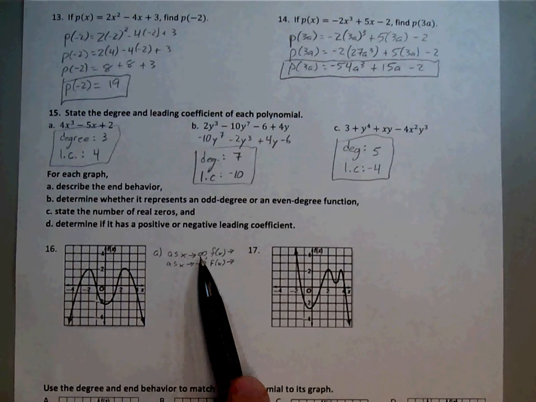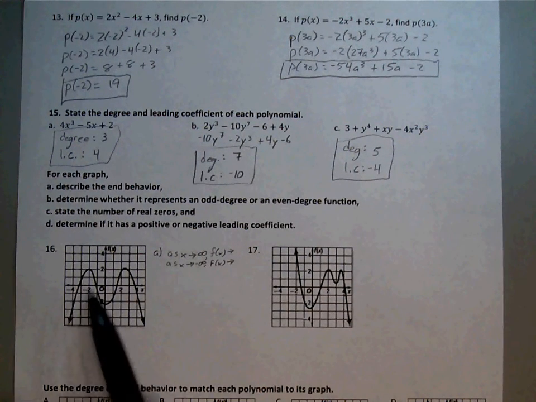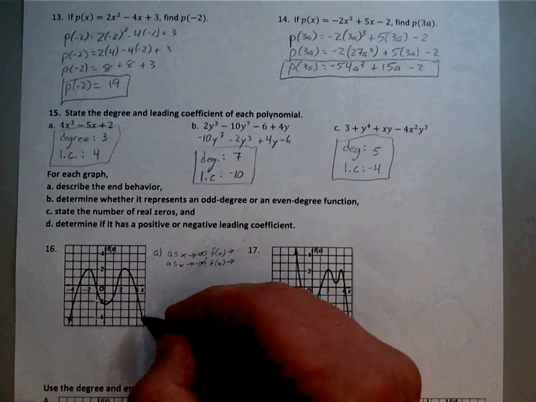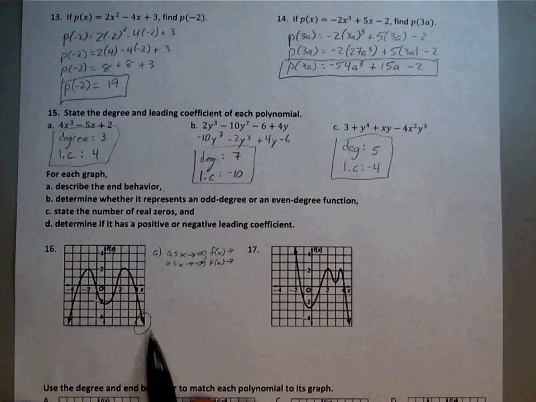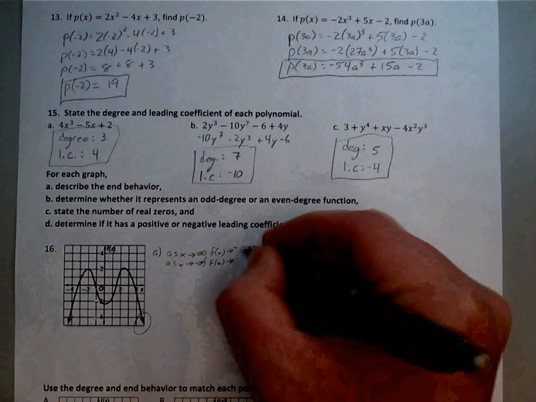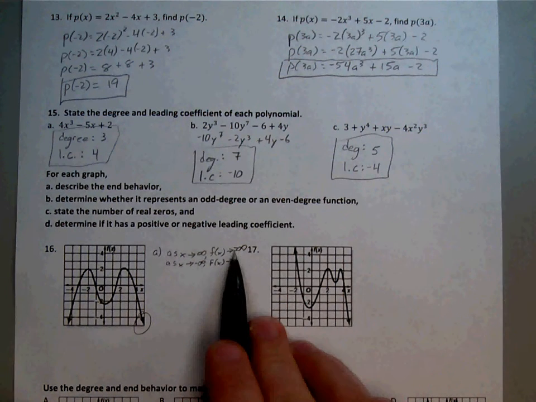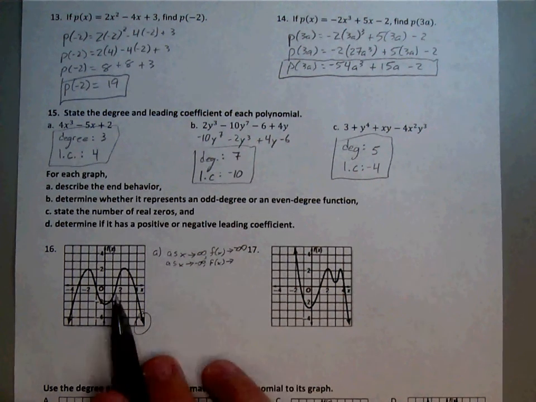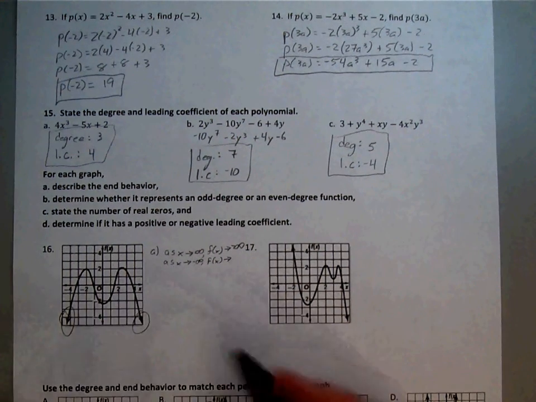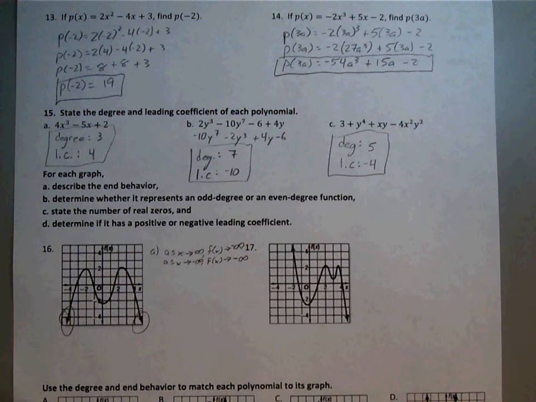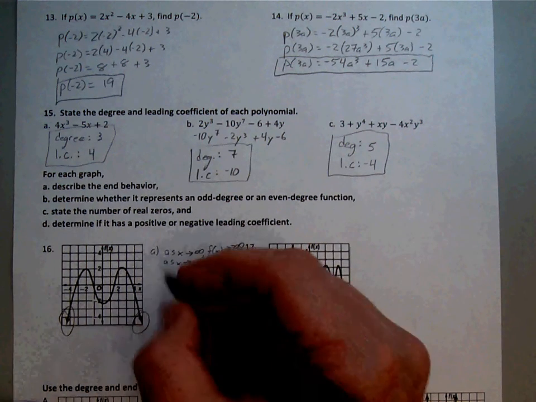So as x approaches a positive infinity, that means we're moving to the right. So as we're moving to the right, look at what happens to the graph. We look at the very right side. Where is it pointing? Well, it's pointing down. So the f of x is heading towards a negative infinity. So I'd put a negative infinity here. And then as x approaches negative infinity, that's as we travel to the left. So what's the left side doing? Well, it's pointing down also. So it's also traveling to a negative infinity. So that's our end behavior for number 16.